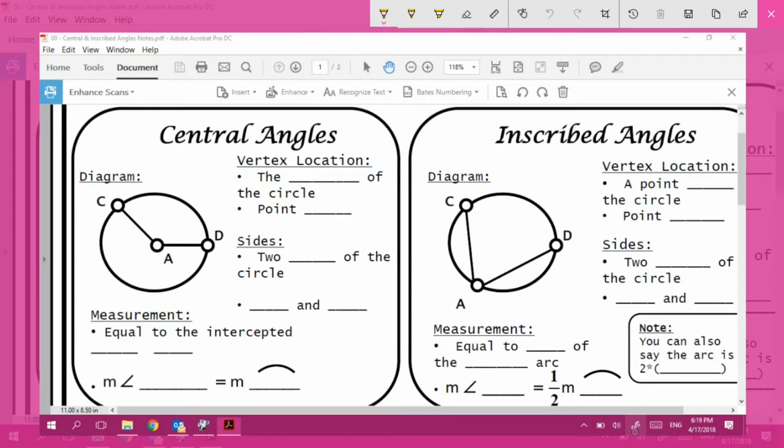It's another fun-filled, action-packed, flipped geometry classroom video. Let me make sure I press record on both the voice and the video. Okay, here we go. Here we go.